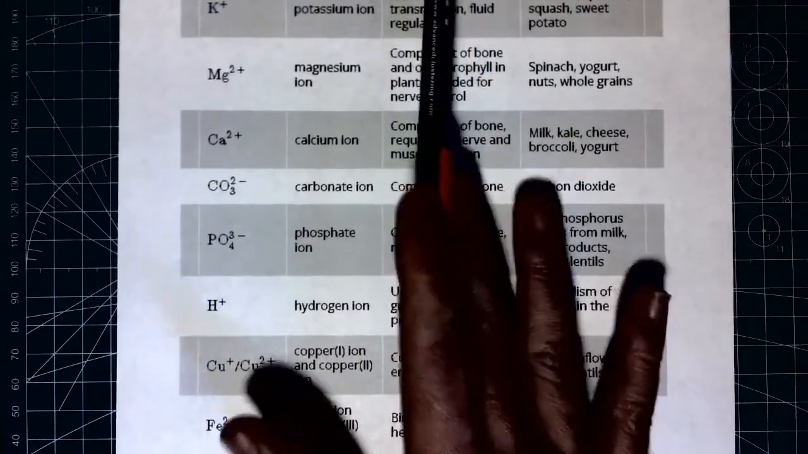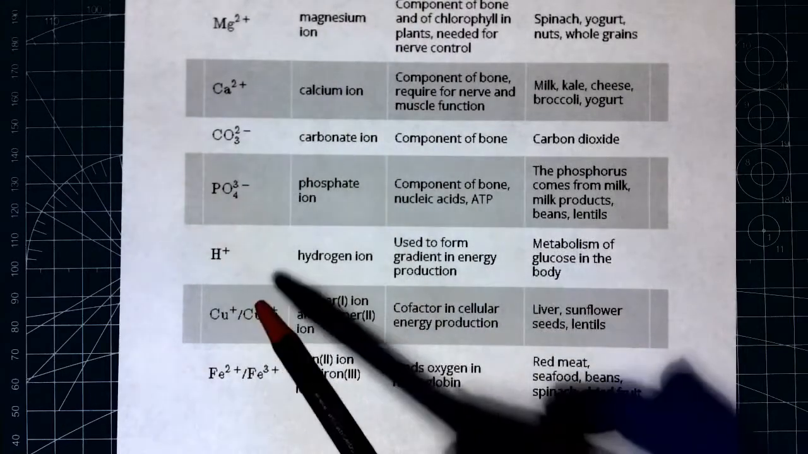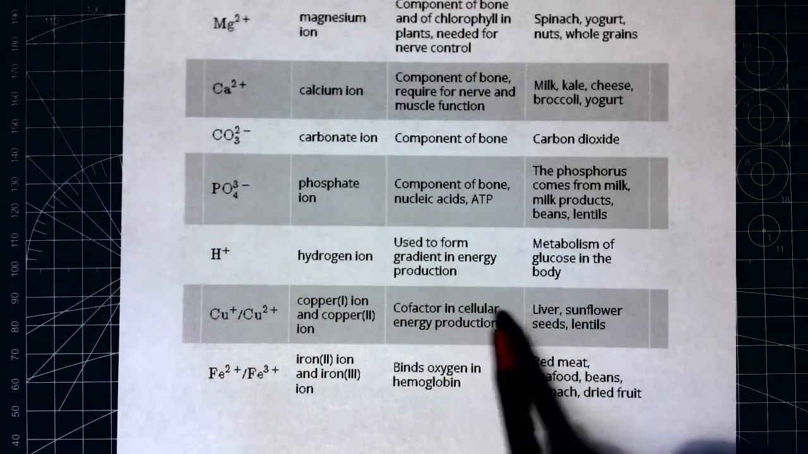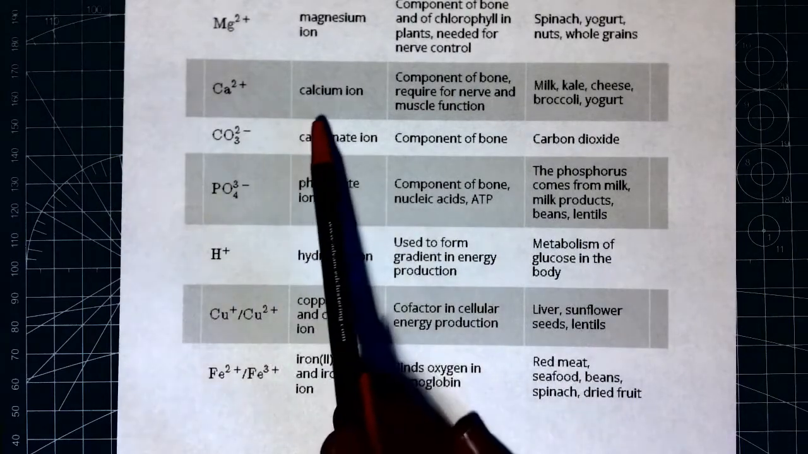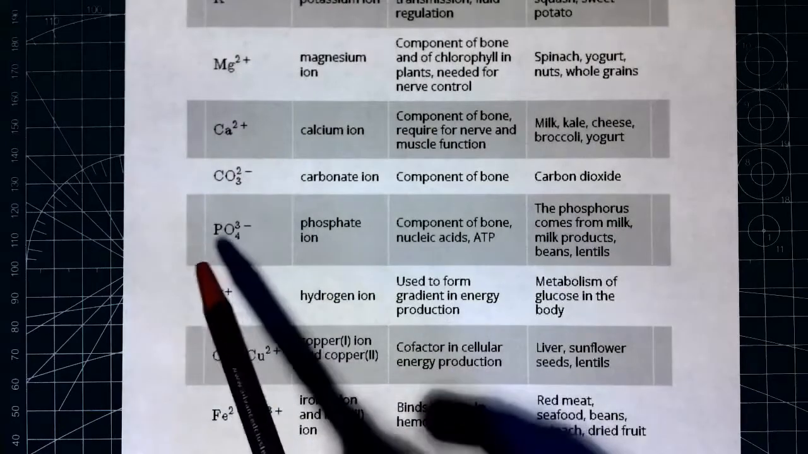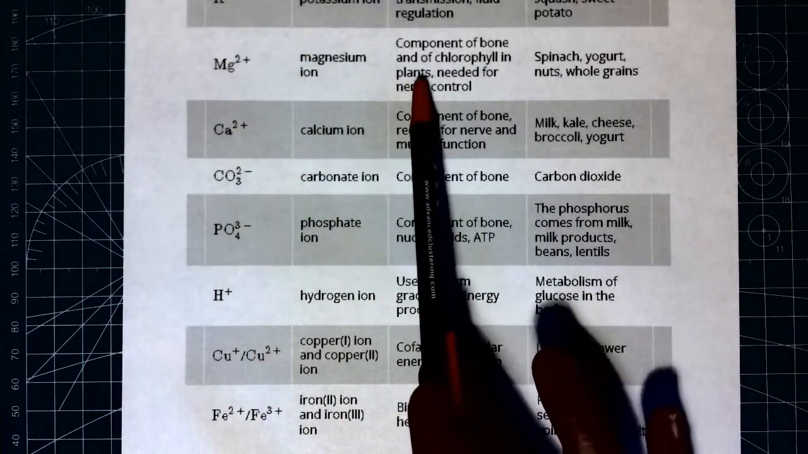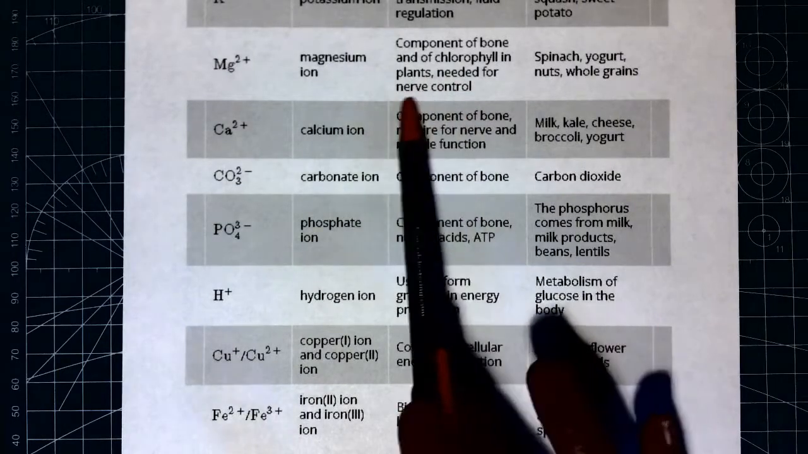And then there's a whole bunch of them here. We already talked a little bit about protons. Copper is important as a cofactor. We talked about how there's charged metals in cofactors. Your bones are made out of calcium. Magnesium is important to plants and, to a little bit lesser degree, for nerve control.